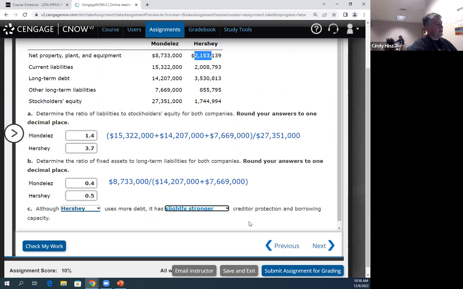Again, it's impossible for us to look at this and say one is a better investment or a worse investment. We can talk about their solvency, but some investors are more interested in highly leveraged companies because of the magnification of the potential of that leverage to increase their ultimate returns.